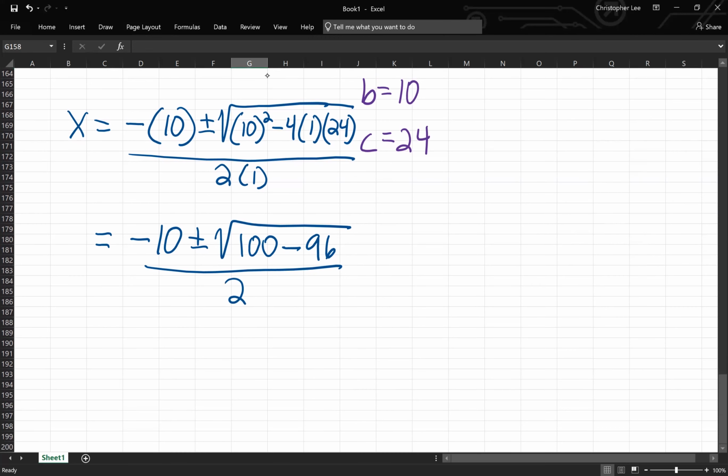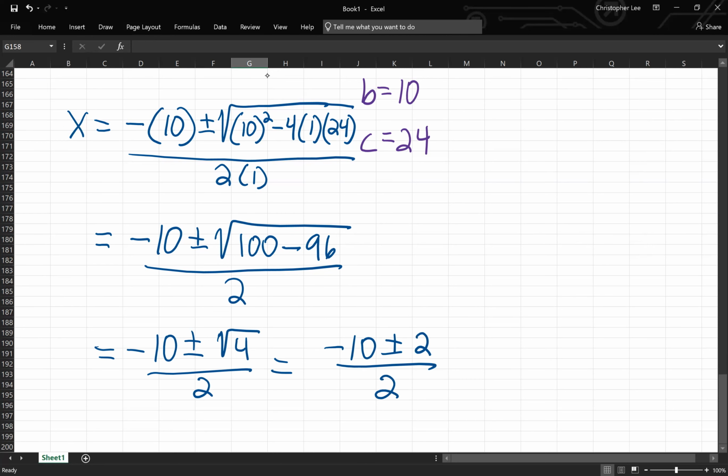And we know 100 minus 96, that's like 4, right? So square root of 4 over 2. This is going to become negative 10 plus or minus square root of 4, which is 2, divided by 2, right? I'm going to divide 2 out of all of this.